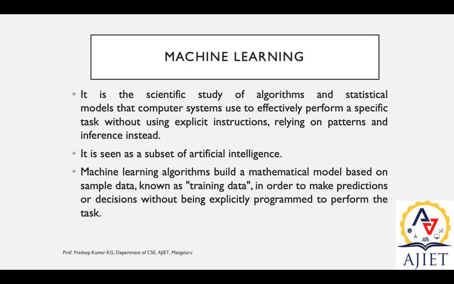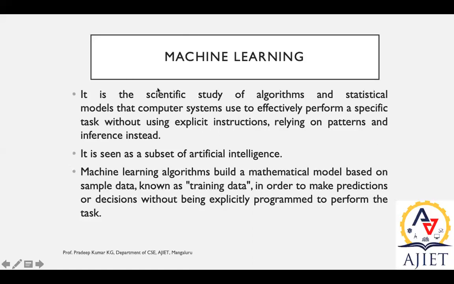Moving further, machine learning. What is machine learning? It is a scientific study of algorithms and statistical models that computer systems use to effectively perform a specific task without using explicit instructions, relying on patterns and inference instead. So machine learning is a part of computer science in which we have a scientific, methodological study of algorithms and statistical models, so that using those algorithms and models, we are going to view or visualize the data that we have collected in easier terms.